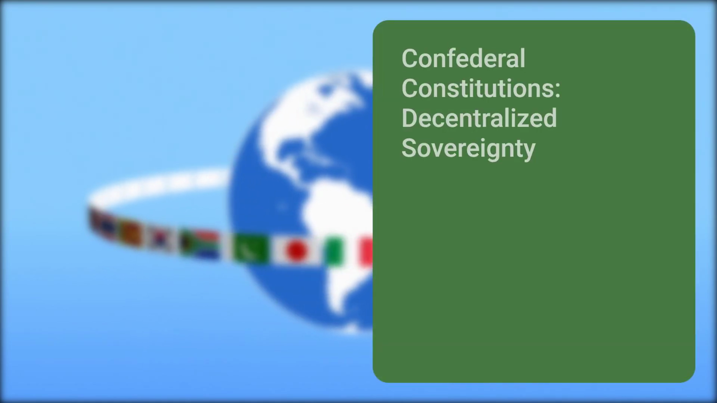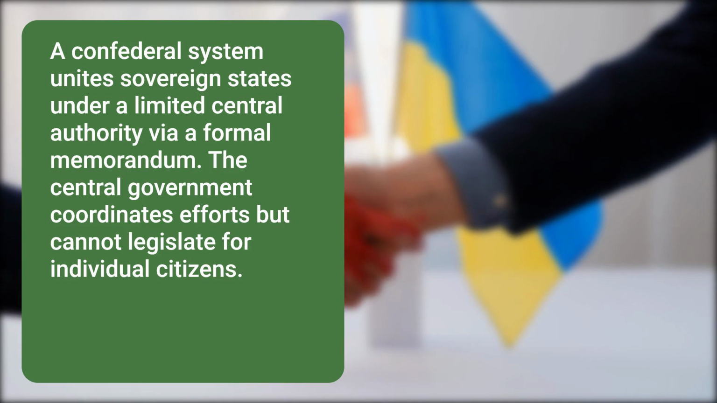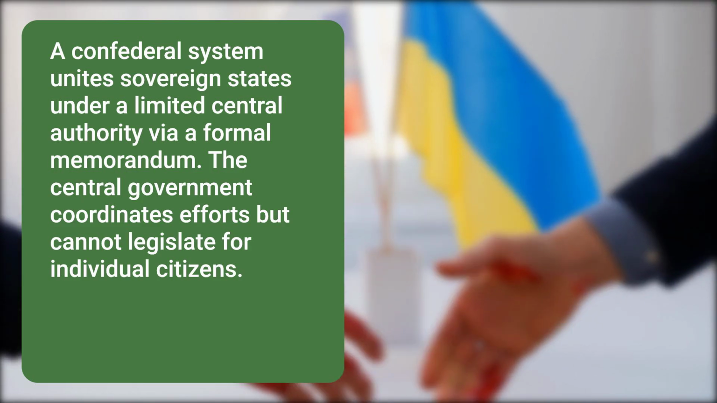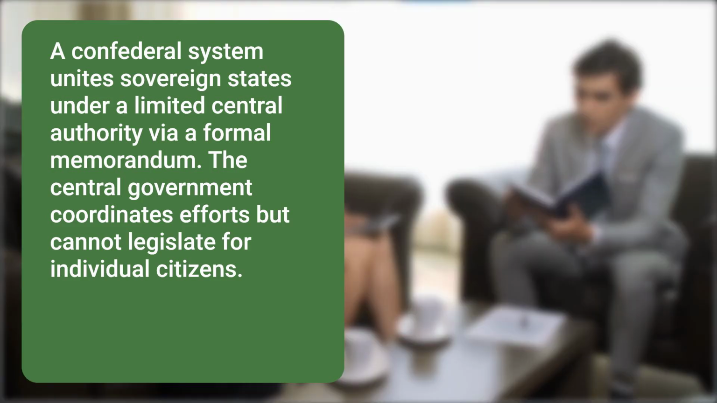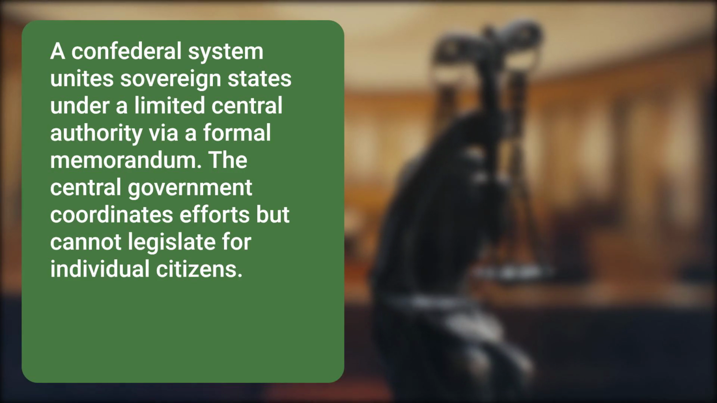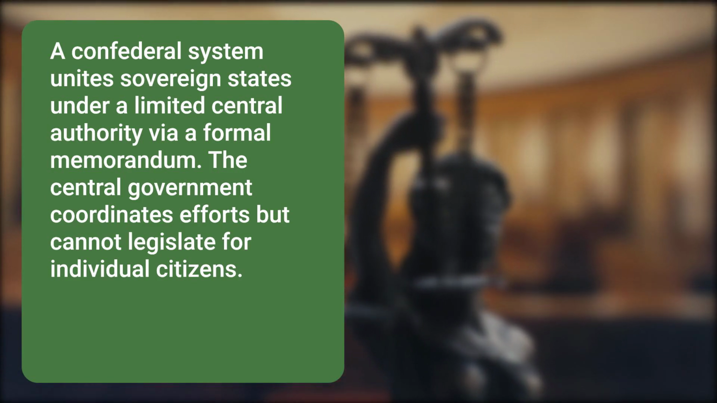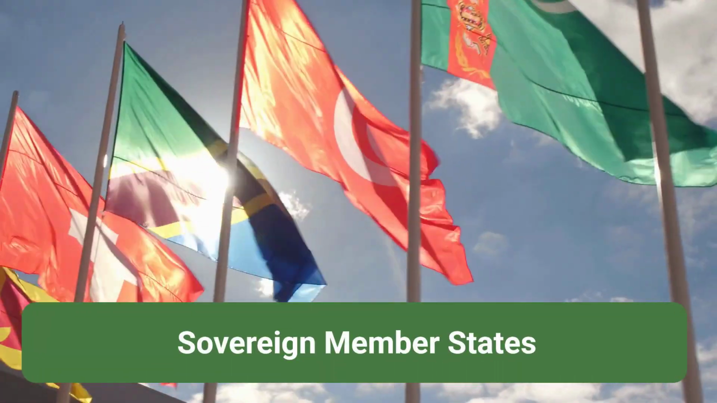Confederal constitutions: decentralized sovereignty. A confederal system consists of sovereign member states that voluntarily unite under a limited central authority, usually through a formal memorandum. The central government in a confederation serves primarily to coordinate efforts, but it does not have the authority to legislate for individual citizens. Key features: member states retain full sovereignty, functioning as independent entities.